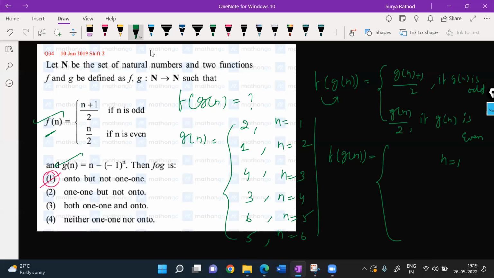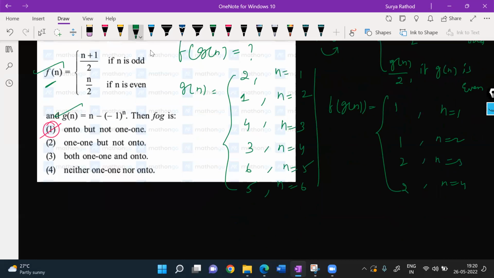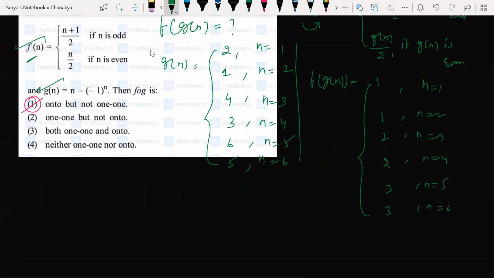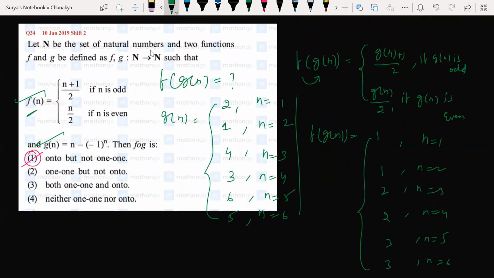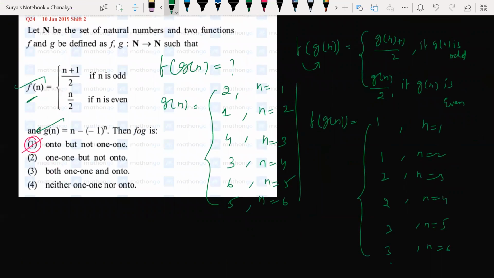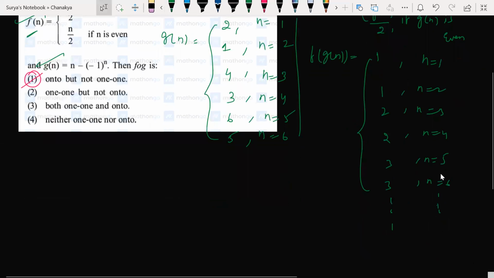If n is equal to 1, which is odd, it is (1 plus 1) by 2, which is 1. If n is equal to 2, it is going to be 1. If n is equal to 3, it is going to be 2. If n is equal to 4, it is going to be 2. If n is equal to 5, it's going to be 3. If n is equal to 6, also it's going to be 3. This is how you will be getting it. Correct? Very good. And so on, if you substitute the values of n, it will keep going.